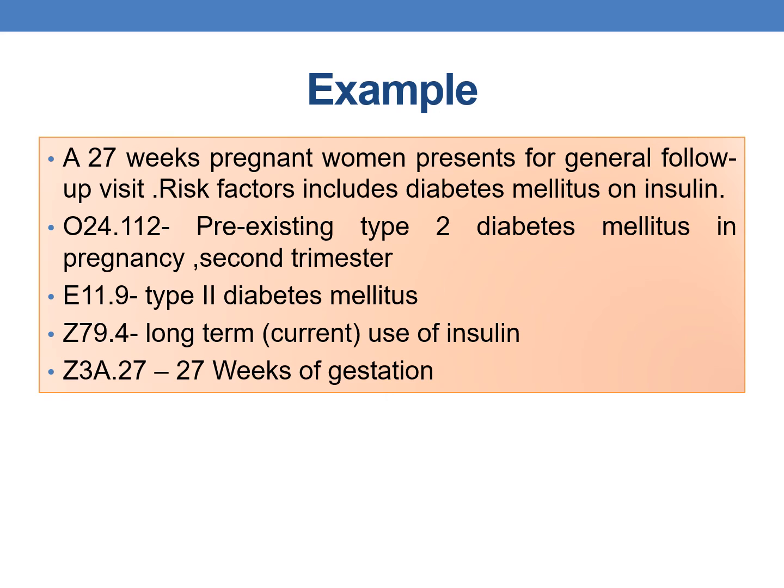Now let us discuss an example. A 27-week pregnant woman presents for general follow-up visit. Risk factors include diabetes mellitus and the patient is on insulin. Here the correct codes are O24.112, which indicates pre-existing type 2 diabetes mellitus in pregnancy second trimester, because the patient is 27 weeks and this comes under second trimester, followed by E11.9 to indicate the type of diabetes mellitus, and Z79.4 to indicate long-term use of insulin, and finally Z38.27 to indicate weeks of gestation. Z38.27 indicates 27 weeks of gestation.